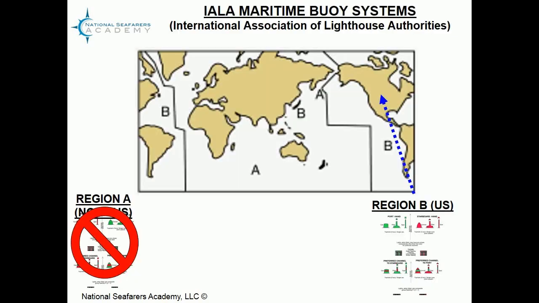The navigable waters of the United States are marked to assist navigation using the U.S. Aids to Navigation system, which is consistent with the International Association of Marine Aids to Navigation and Lighthouse Authorities (IALA) Maritime Buoyage System. IALA buoyage is divided into two regions, Region A and Region B. Most navigable waters of the United States follow IALA Region B.